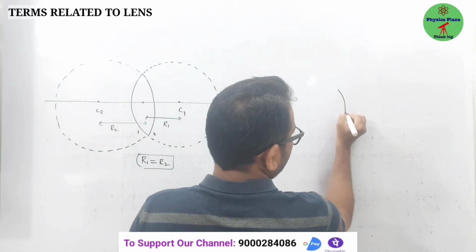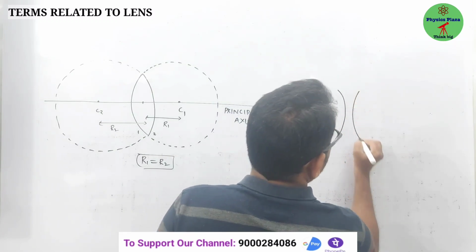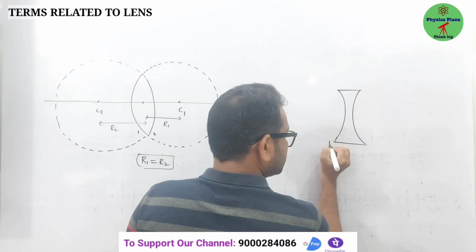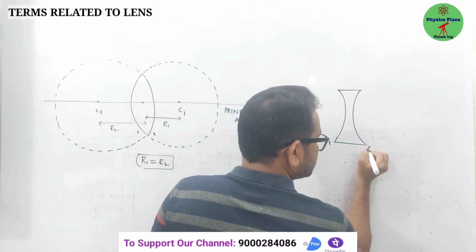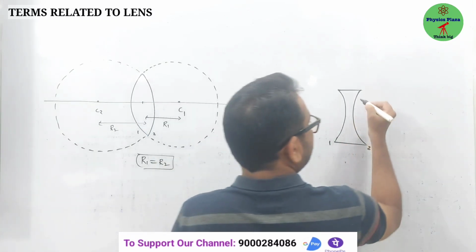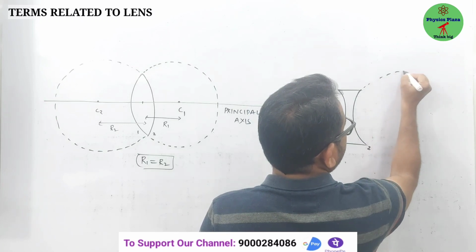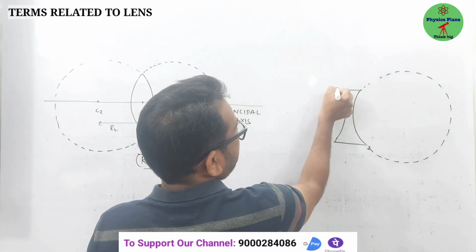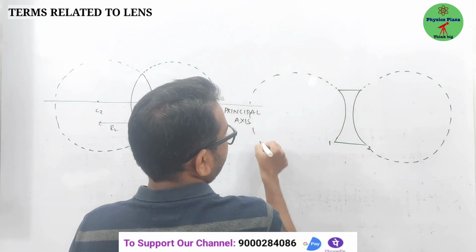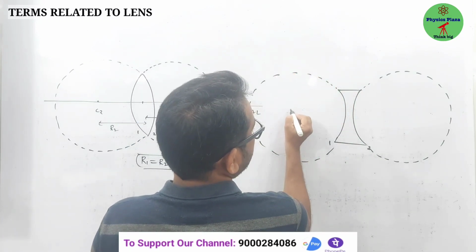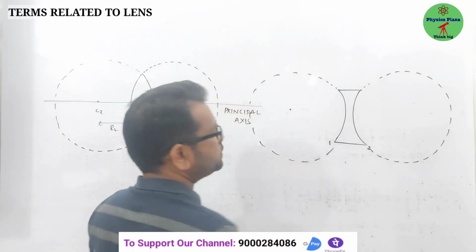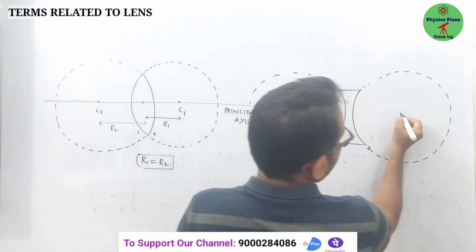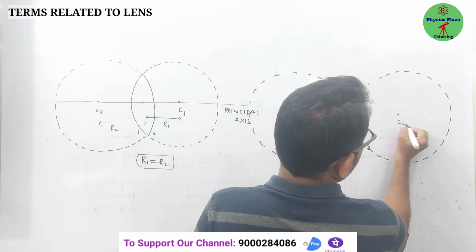So, let us make a concave lens here. Okay, here is the concave lens. This is the first surface and this is the second surface. Try to understand. This second surface is a part of one sphere like this, and here also like this. So this sphere, a hollow sphere, has a center, let us say C1, and here it has C2. Try to understand, children.